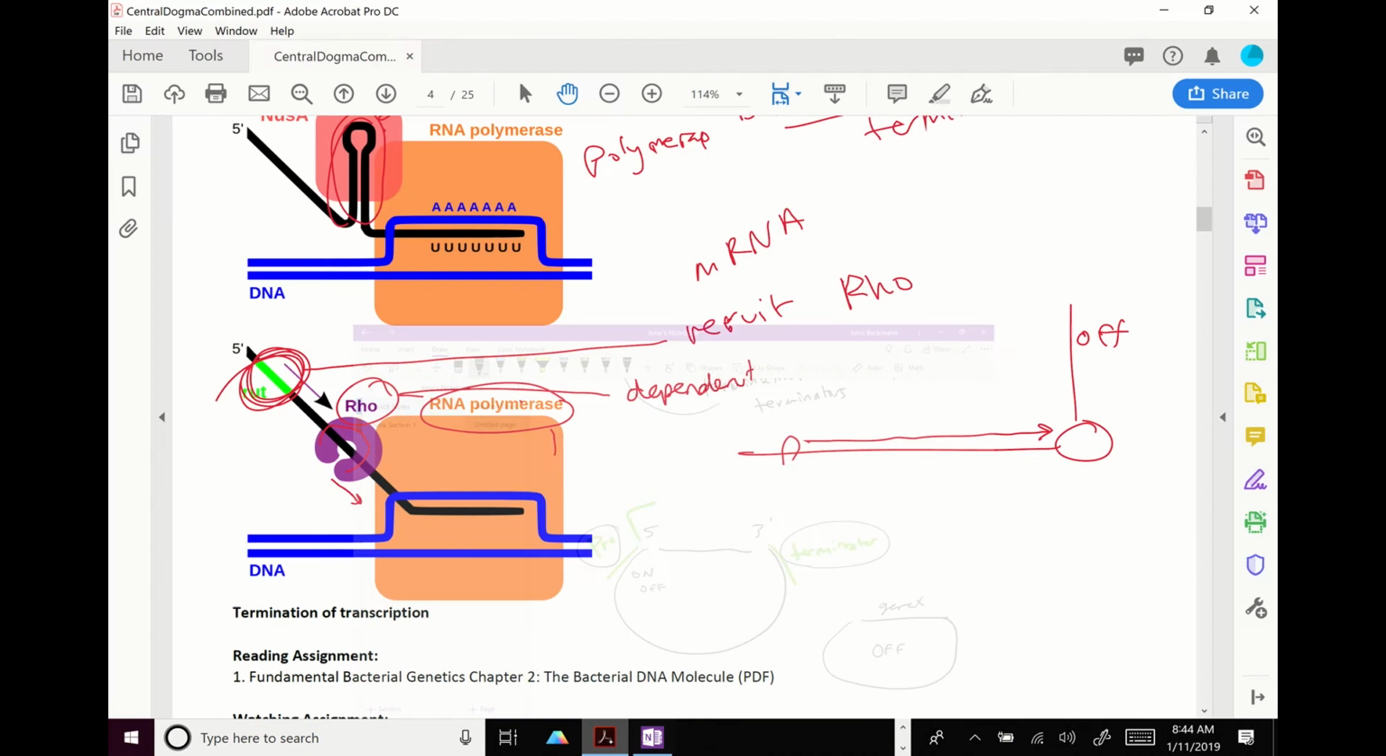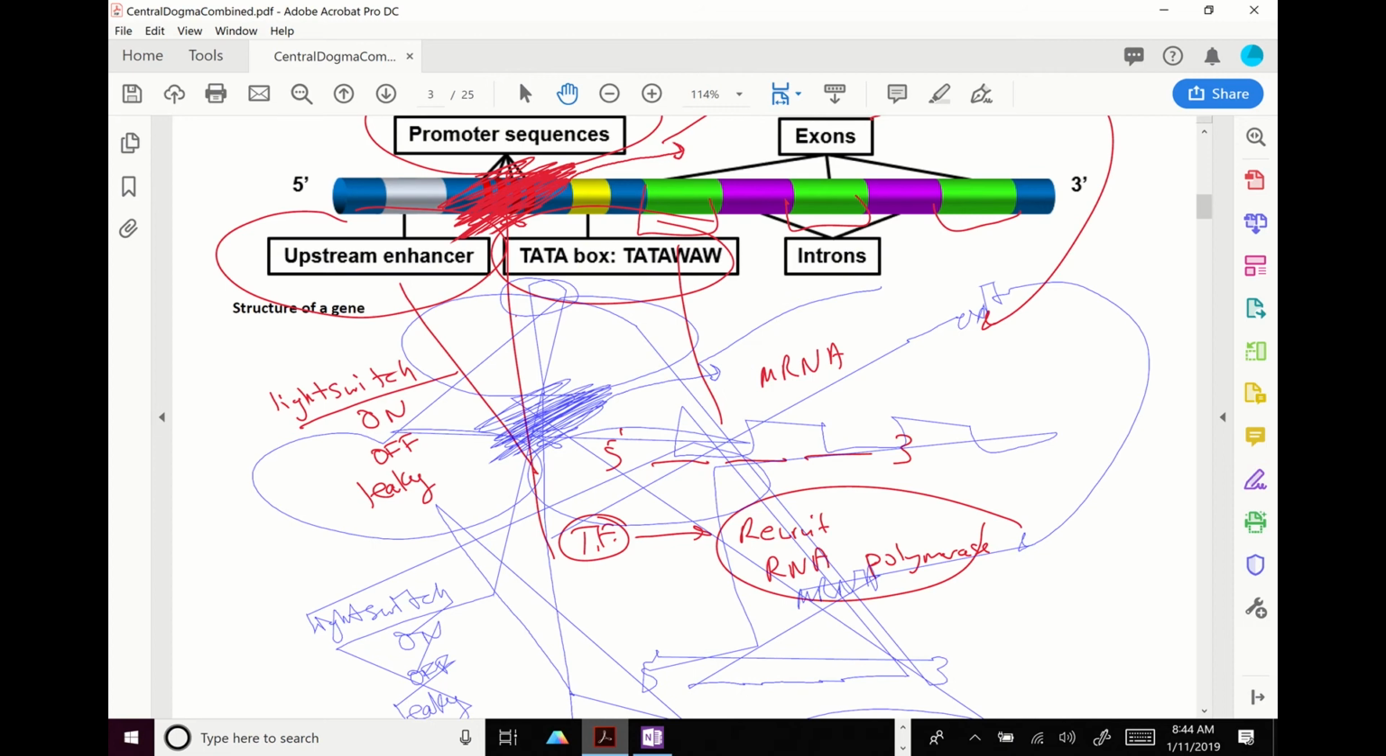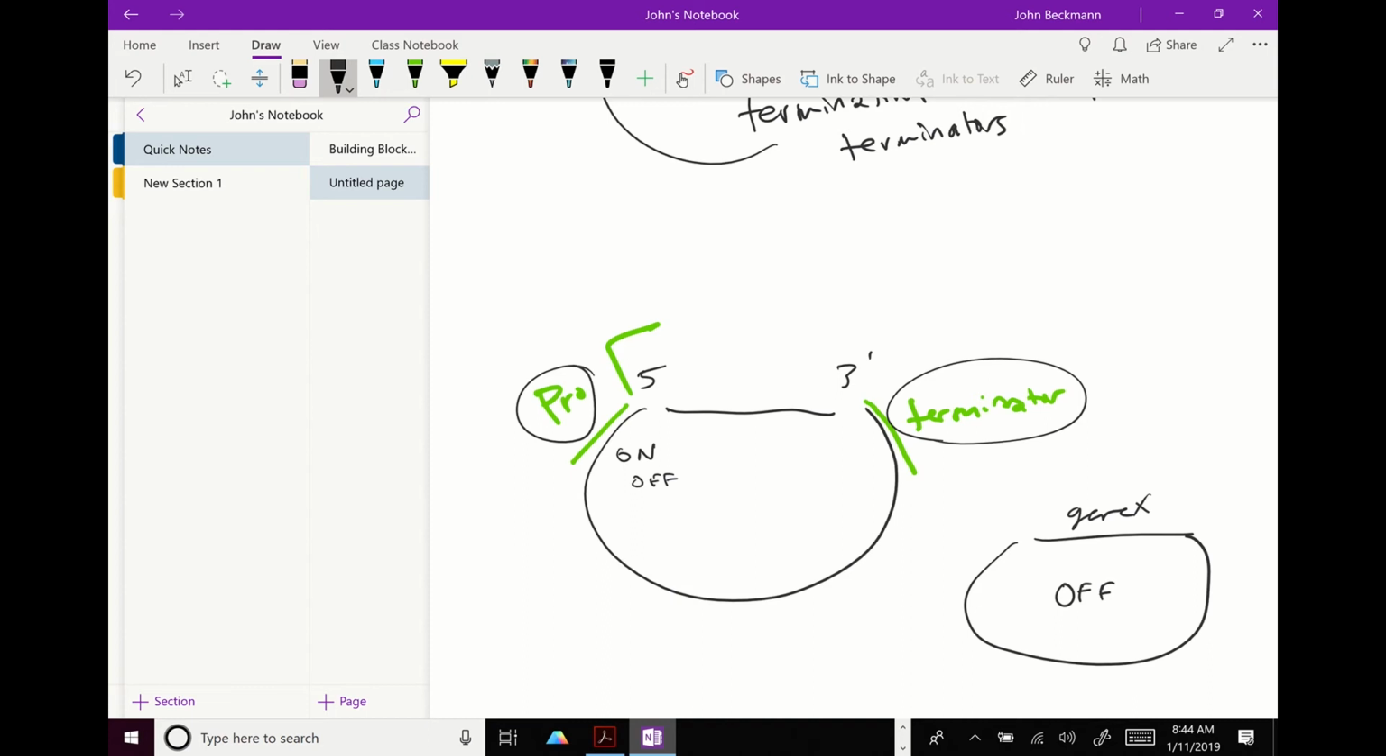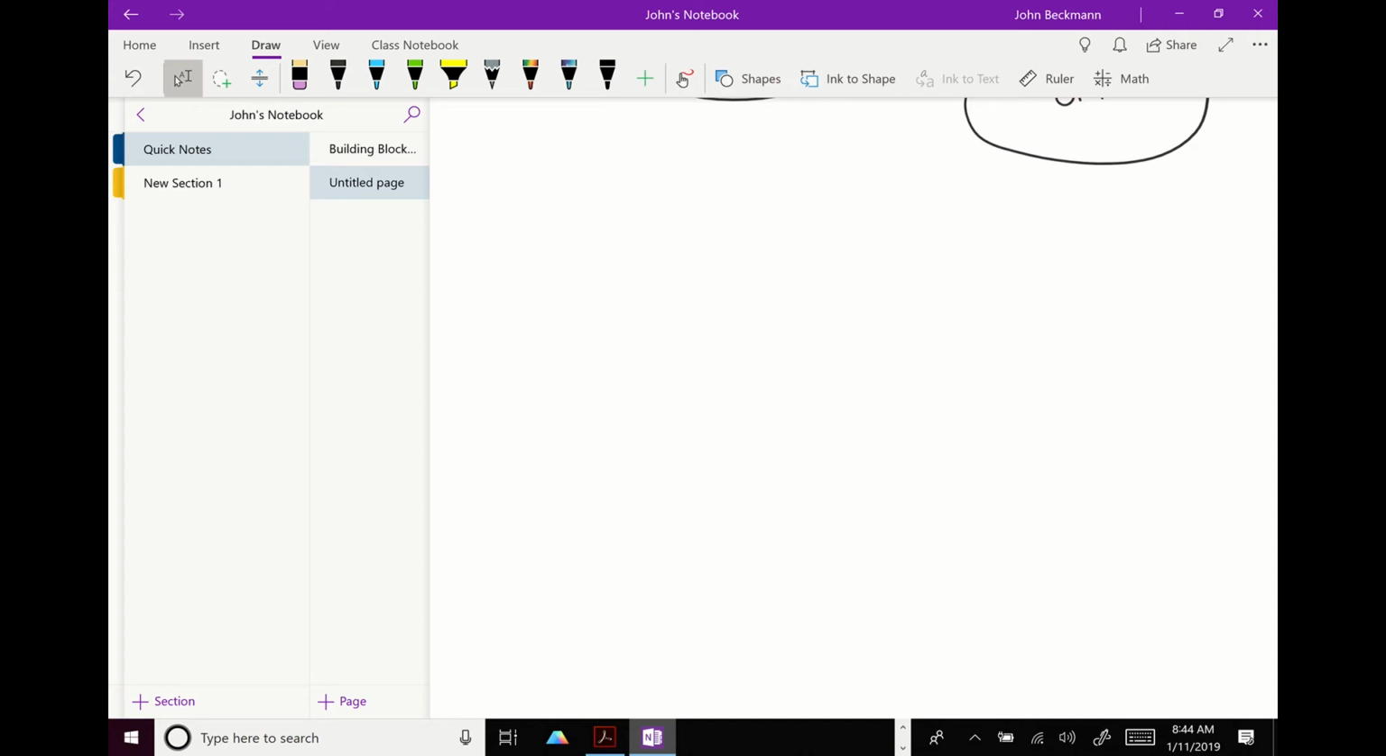No, that's not what I want. Getting confused and pressing everything. You want to know the structural organizations of genes. Okay, back to my notes. What else is there to talk about? How much time do we have? Oh, we're getting close.